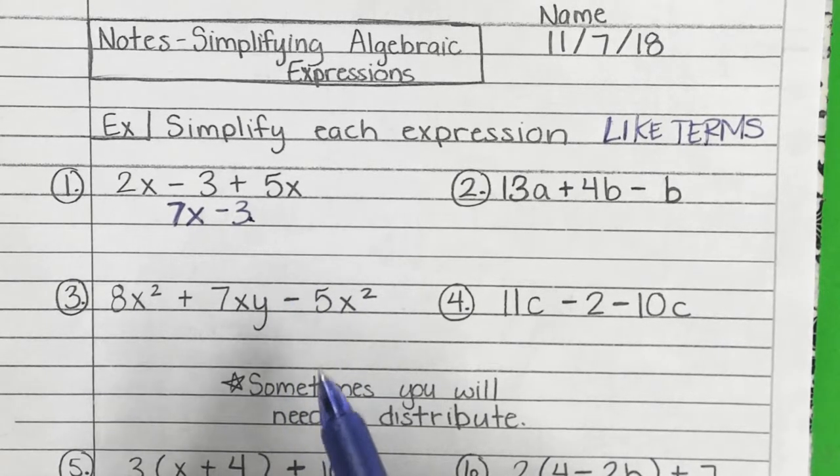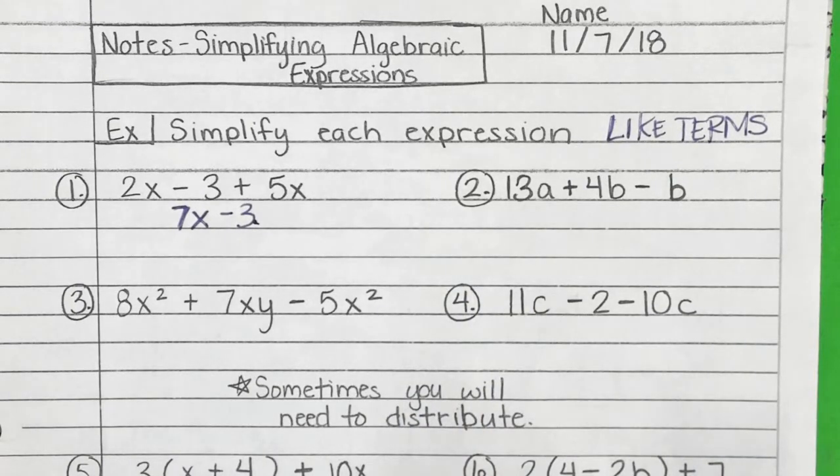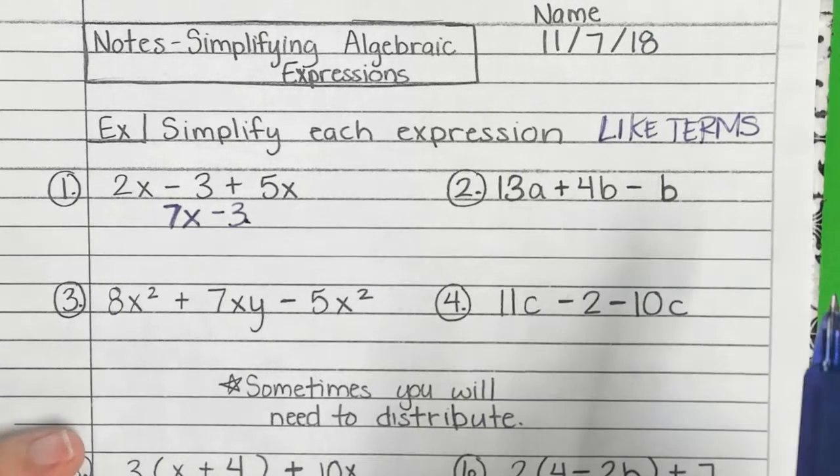Question: can we just leave it like that? Yes, we can't get a single number answer because remember, we don't know what x is. So this is another one of those things where you're not going to get one single happy little neat answer. You're going to get an expression. Okay, let's look at the next one.